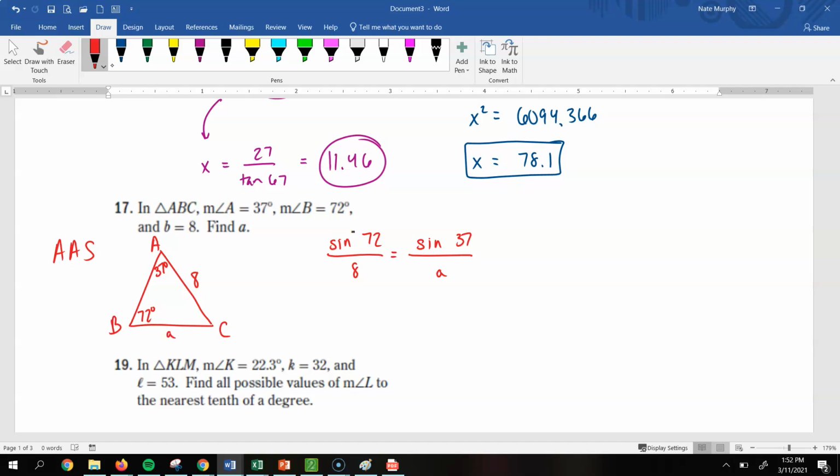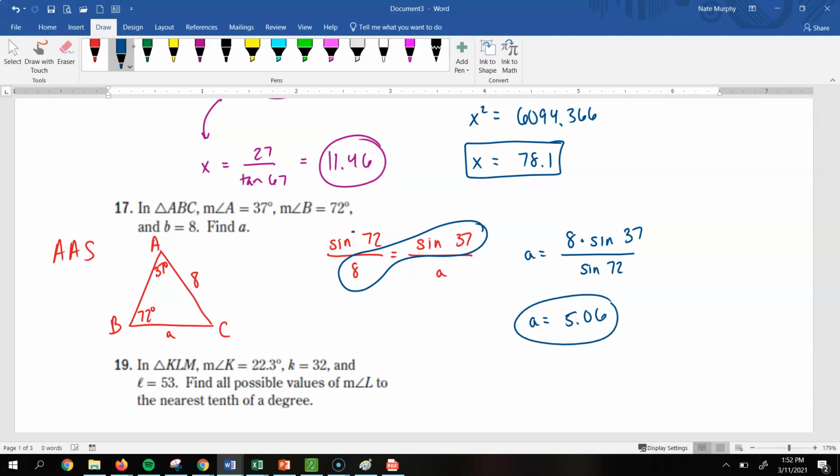All right, so let's cross multiply. So when we cross multiply, it's important to make sure that you type it in your calculator correctly. So to avoid any mistakes, I like to write the number down times the sine of the angle. And then we'll divide by what's left over. We're dividing by sine of 72. And when you do that in your calculator, again, you can do that in 2 steps. 8 times the sine of 37, get an answer, and then divide by the sine of 72. But you get 5.06 as your answer for 17.